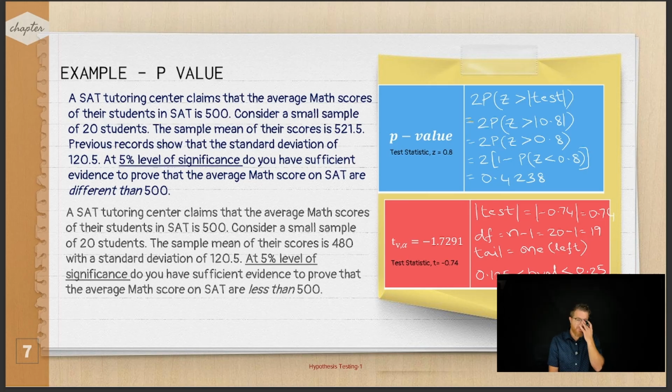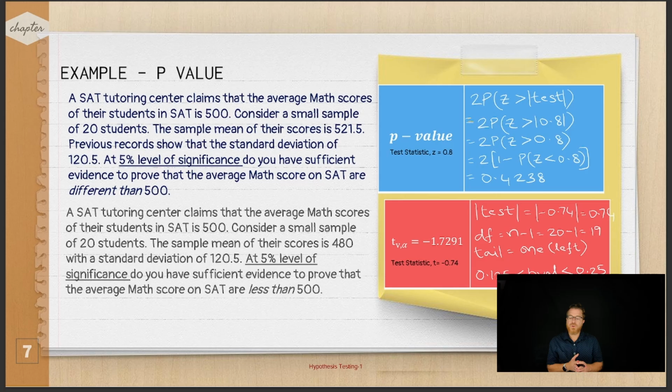Now we're going back to the examples we did if you watch the previous videos that I've done on hypothesis testing, and we're now going to add in our p-value component. So just to keep it thorough, I'm going to start from the beginning and do the entire problem. The first problem states, an SAT tutoring center claims that the average math scores of their students on the SAT is 500. Consider a small sample of 20 students.